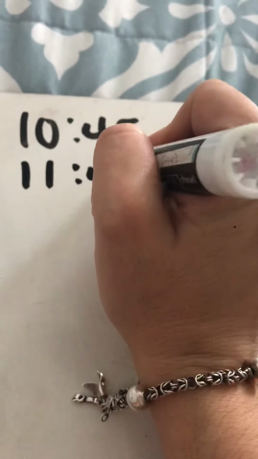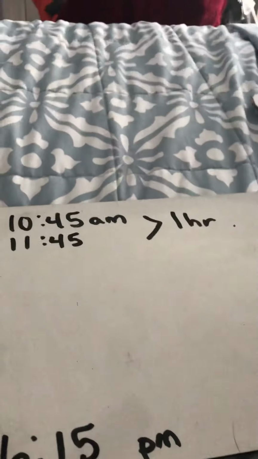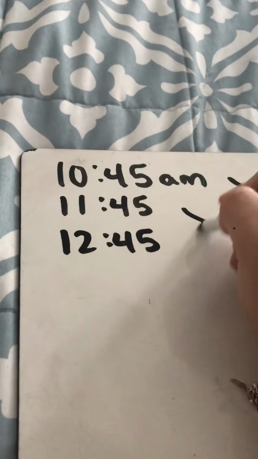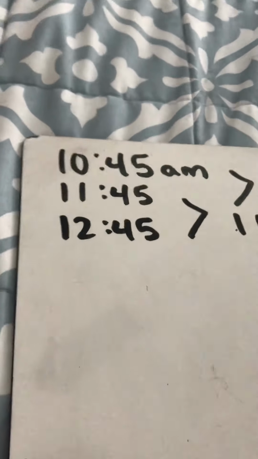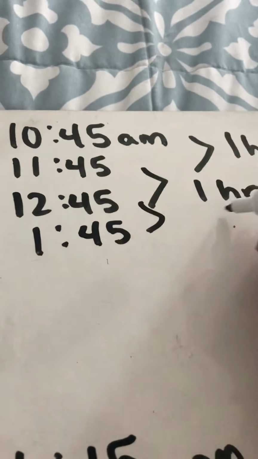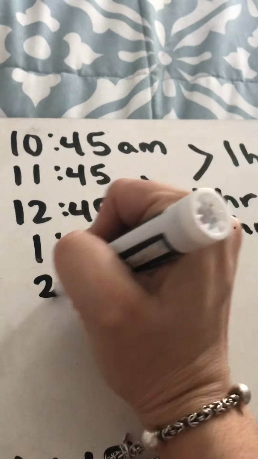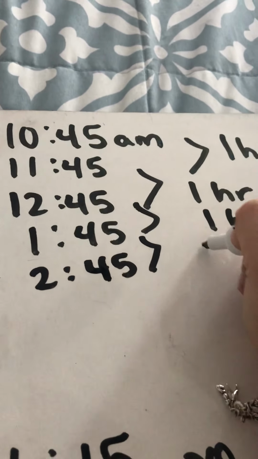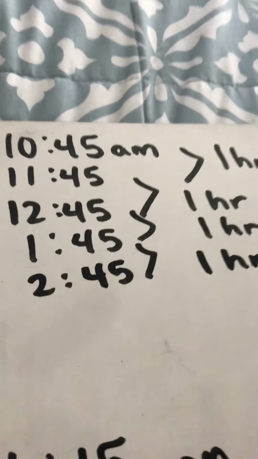So I'm going to start from 10:45 to 11:45. And I know that that's 1 hour. Okay? Then from 11:45 to 12:45, that's one more hour. 12:45 to 1:45. That is one more hour. Just going to keep going until I get really close to 6:15. That's another hour. And always write it so that when you go back, you just add this side.